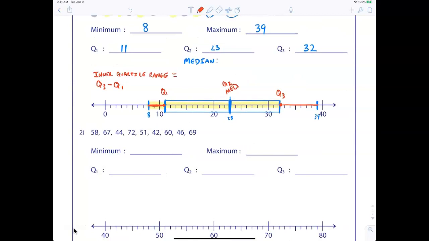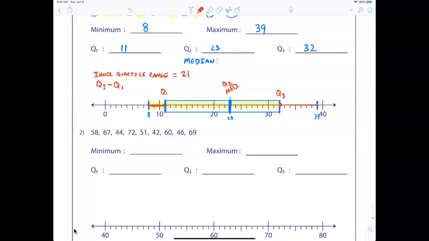What would that be? Someone tell me. 20. What is it? I think 21. It's 21, right? Is everybody okay with the interquartile range being 21? Is the interquartile range 21, guys? Everybody agree? Yeah, that's it. All right.